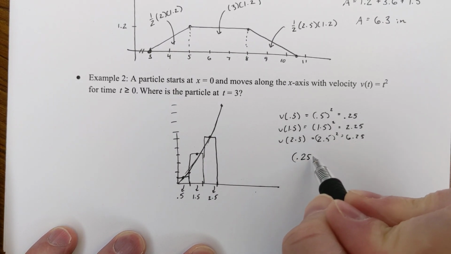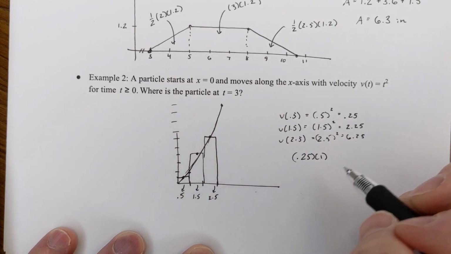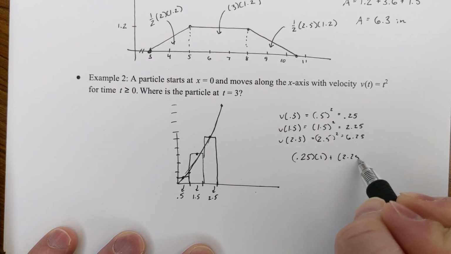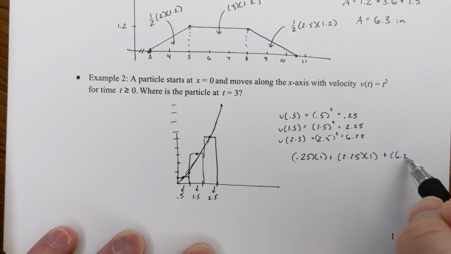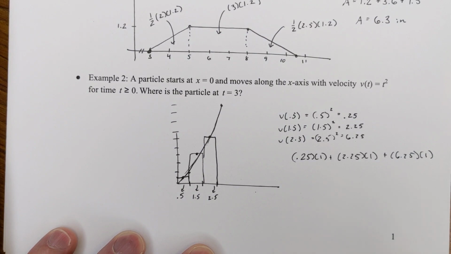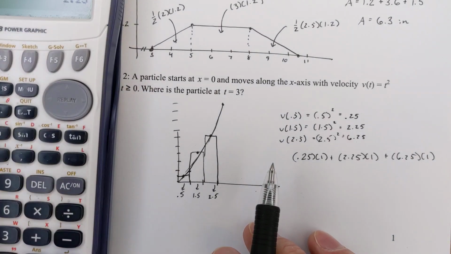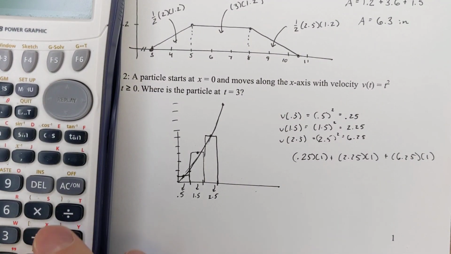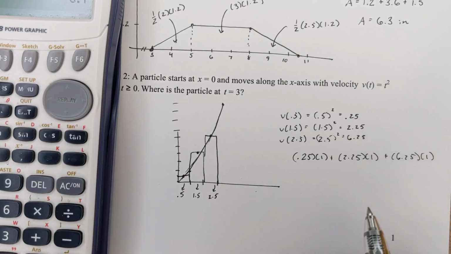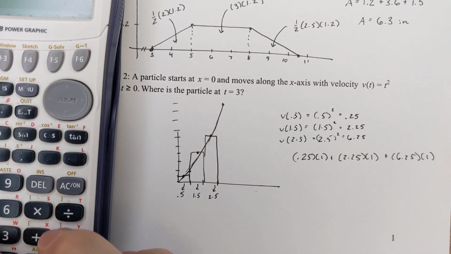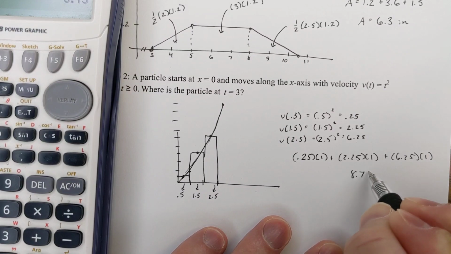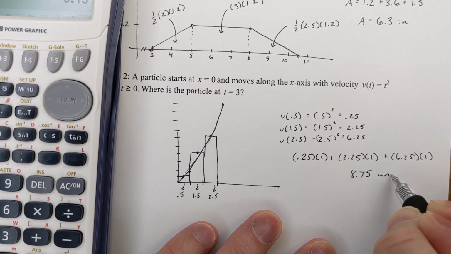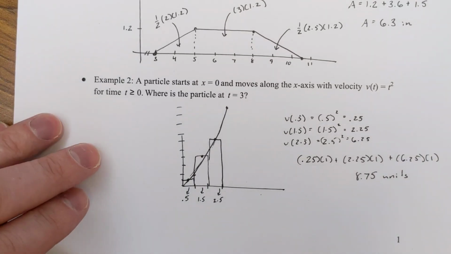So 0.25 times 1 is the distance it travels in the first second, plus 2.25 times 1, the distance it travels in the second second, plus 6.25 times 1, the distance it travels in the third second. So 0.25, I should be able to do this in my head, but I already got my calculator in front of me. Well, that's not right. 0.25 plus 2.25 plus 6.25, there we go, 8.75. So it travels 8.75 units in that first second.